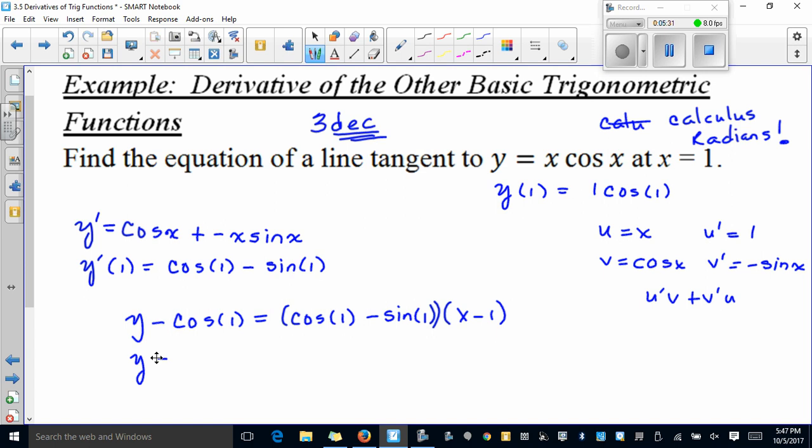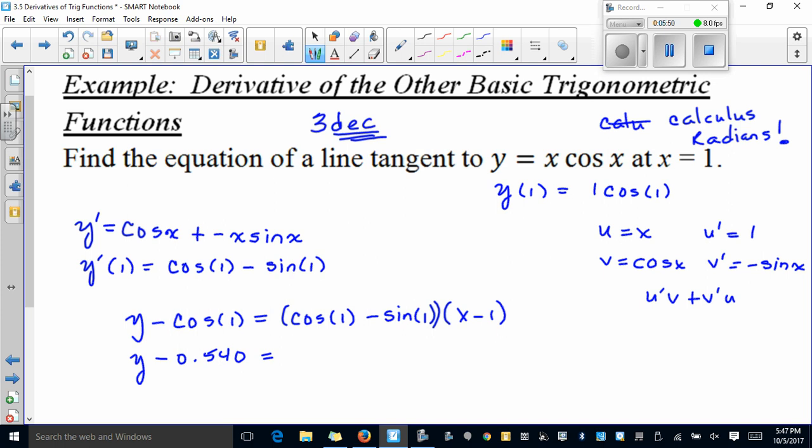So cosine at 1 is 0.5403, so 0.540 equals, and I'm going to do these two together.